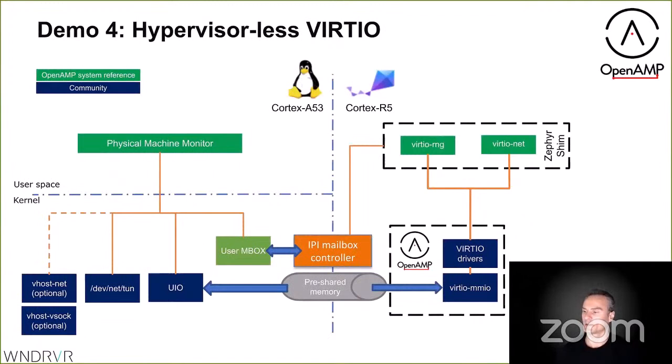The demo I'll be presenting next shows a hypervisorless Virtio deployment with Petalinux as the main runtime on the A53 cores and Zephyr as the auxiliary runtime on one of the Cortex R5 CPUs. A section of shared memory is reserved for hypervisorless operation, and the Xilinx interprocessor interrupt mailbox controller provides notifications. The physical machine monitor runs as a user space process on Petalinux and includes a pseudo-state machine for handling Virtio requests. If needed, the PMM can act as a proxy and offload some processing to vhost modules like vhost-net or vhost-vsock.